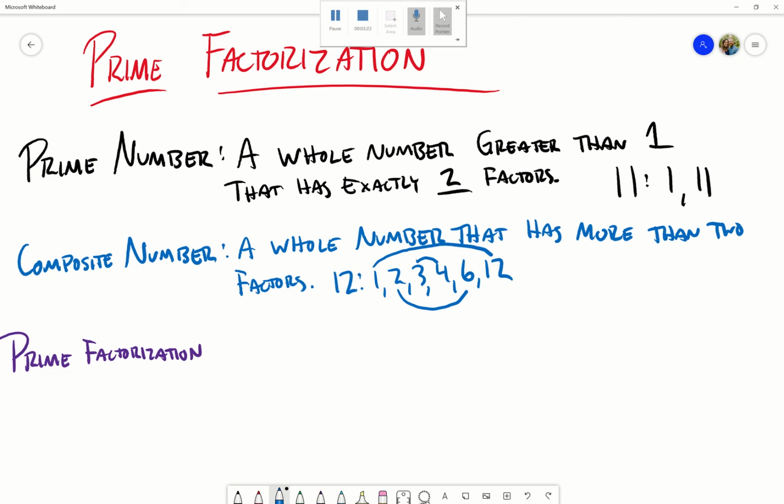So when we think about factors, we think about what are the smaller numbers that can multiply by something else to get to our original number. Okay, so that's what we deal with when we talk all about factors.